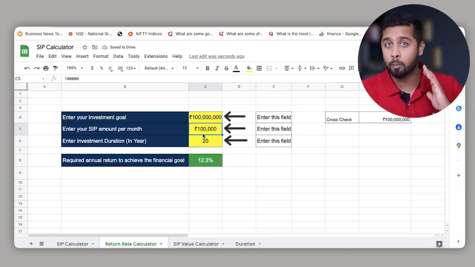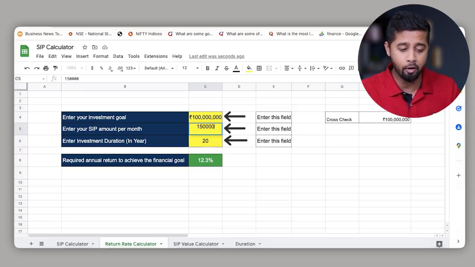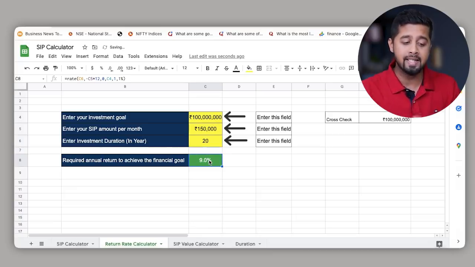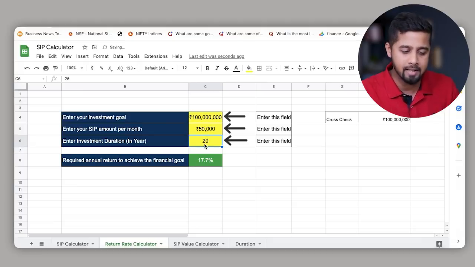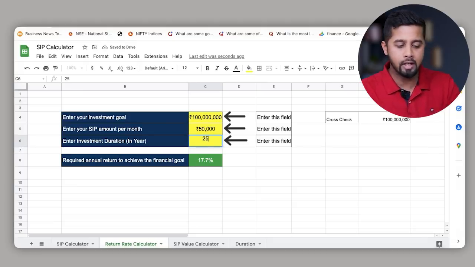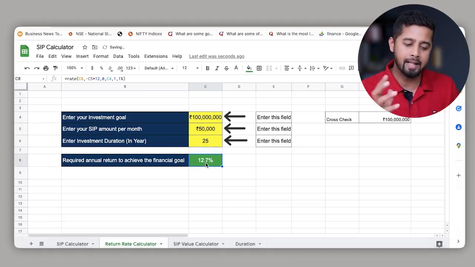Now let's say if you have got more money to invest and let's say you make an SIP of 1,50,000, then you just need a 9% CAGR rate to achieve a corpus of 10 crore. So in that case, you don't need to take too much risk, right? But let's just stick with 50,000. In that case, 17.7% is difficult. So let's say you increase your duration. So in this case, 12.7% is pretty much achievable.